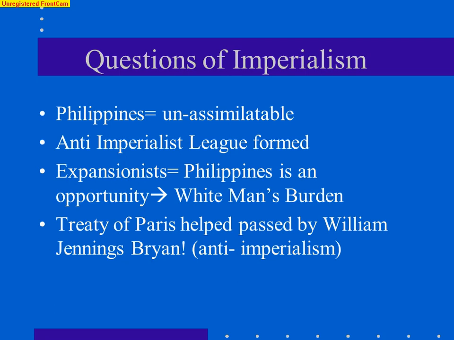The Anti-Imperialist League was formed at this time to fight against the annexation of the Philippines. Many of the notable members, Henry James, Mark Twain, Samuel Gompers, Andrew Carnegie, these were some of the major guys involved in the Anti-Imperialist League. Many of them felt that annexation of the Philippines went against our creed of consent of the governed. The Filipinos wanted their independence. They didn't want the United States to take control.